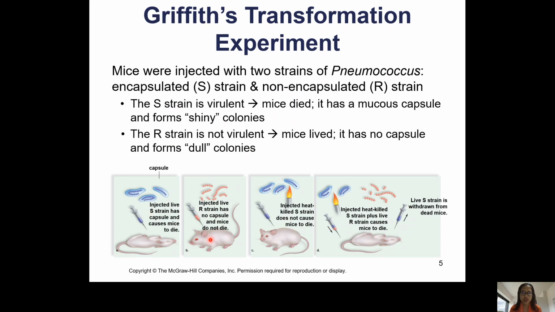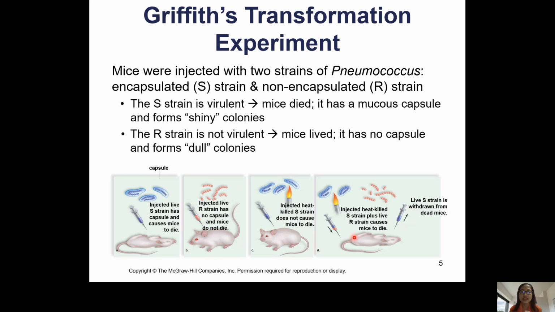And then the second picture, the B picture, the mice are still alive when injected with the live R strain, because R strain was not virulent. And then you can see the third picture, the C picture. The mice were injected with the heat-killed S strain. So the S strain was killed by heat first, and then it was injected into the mice, and the mice are still alive.